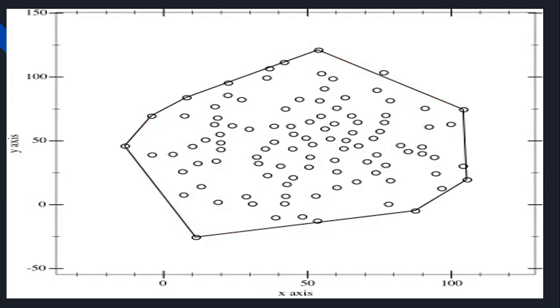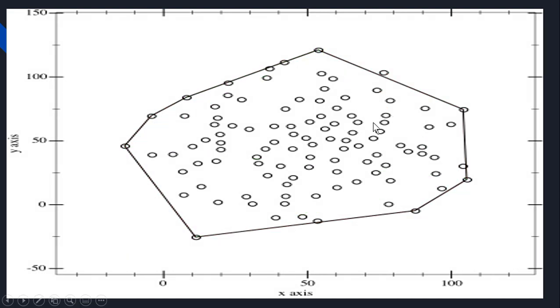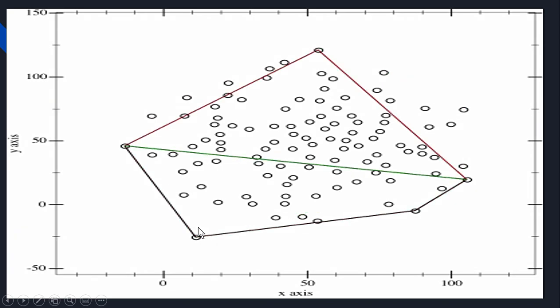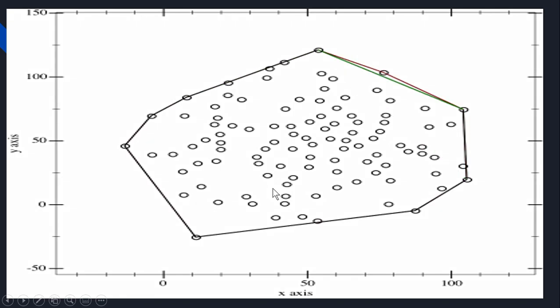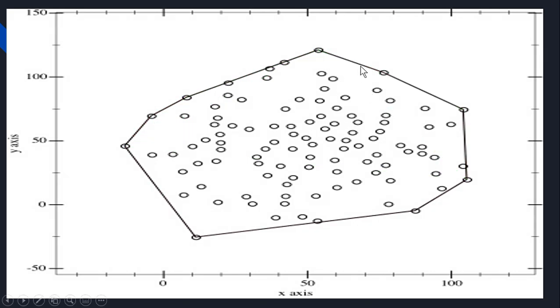This is an animation. This animation depicts the quick hull algorithm. First, the bottom sub part, that is right sub part, and then convex hull left is solved, and we get the final convex hull.